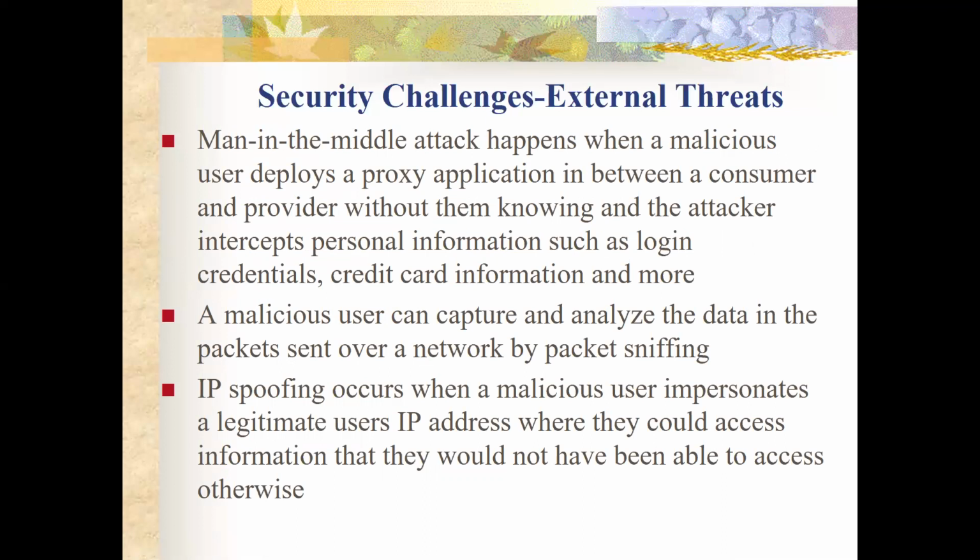A man in the middle attack happens when a malicious user deploys a proxy application between a consumer and a provider without them knowing, and the attacker intercepts personal information such as login credentials, credit card information, etc. The man in the middle attack can actually take multiple different formats. This is just a very brief description. A malicious user can capture and analyze the data in the packets sent over the network by packet sniffing. IP spoofing occurs when a malicious user impersonates a legitimate user's IP address, where they could access information that they would not have been able to access otherwise. So this is a very brief description here.